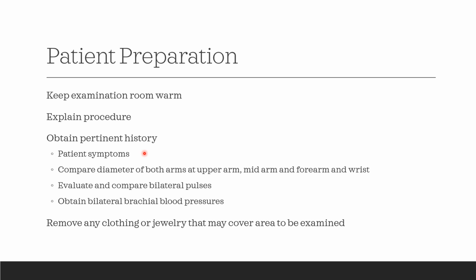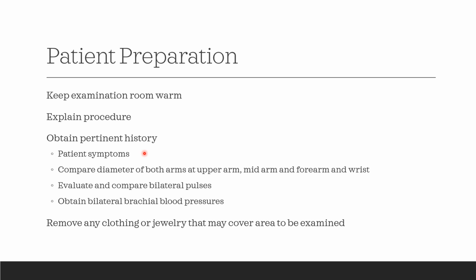Another thing that you can do is compare the diameter of both arms at the superior upper arm, lower upper arm, and then forearm and wrist regions to see if there's any significant changes there. This is going to be less integral for the assessment of the arterial system than it would be for the venous, but it can sometimes demonstrate where you're getting a perfusion, how good your perfusion is.